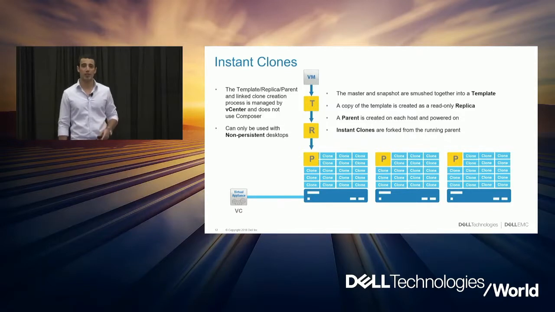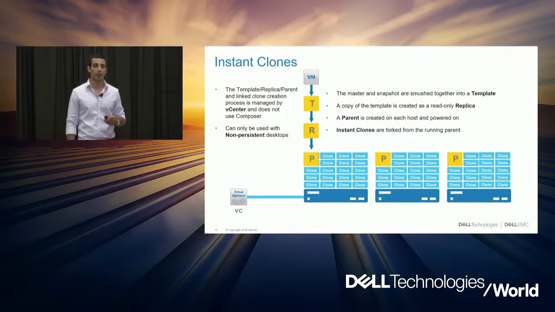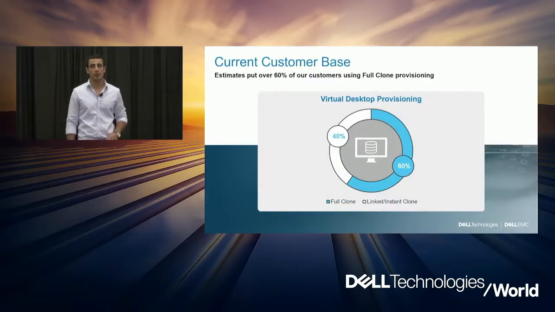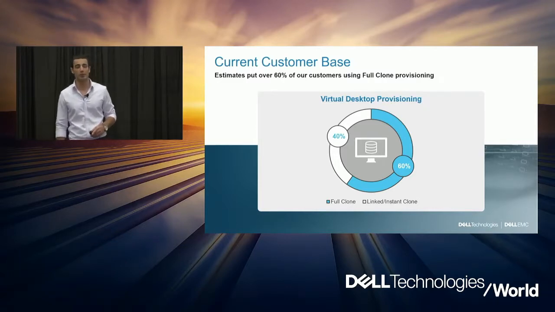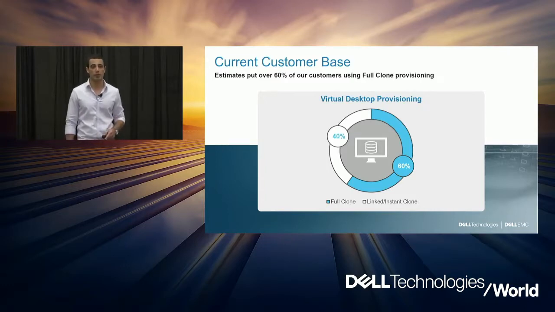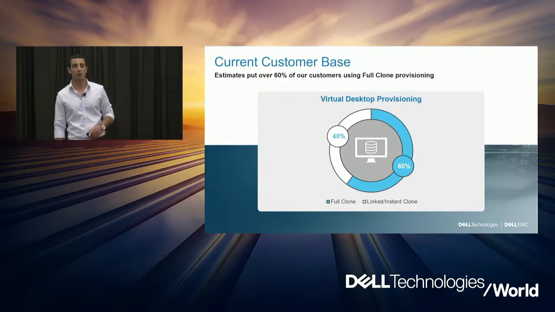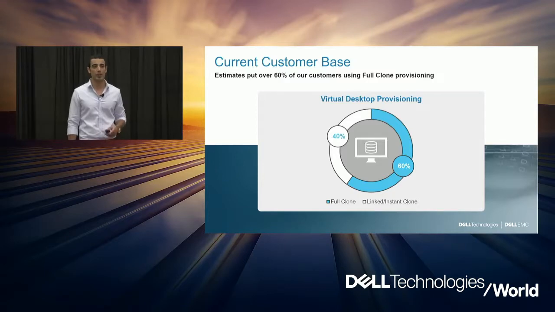But one of the disadvantages of this cloning type is that it can only be used with non-persistent desktops, since when a user logs off from his desktop it will be deleted and a new one will be created automatically. So if we look at our current customer base, we can see that almost 60% of our customers are using full clones, while only 40% are divided between linked clones and instant clones.